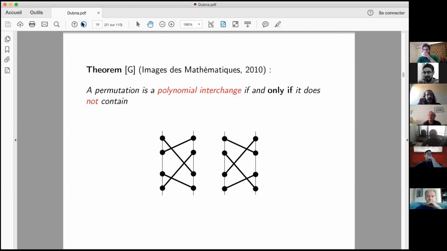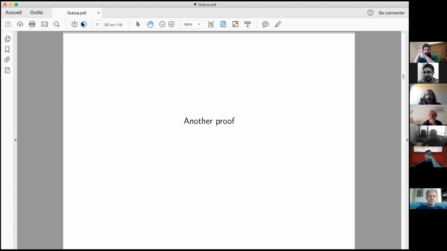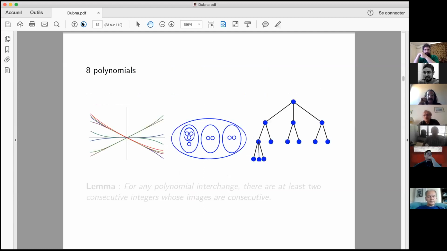But before I go to these more complicated questions, let me give you another proof of the same theorem. This new proof is more complicated, but it will be a help for us for the more complicated question. So here's the other proof. Suppose you have a collection of polynomials. So on the left, I drew, I think, 8 polynomials. And you can see here 3 pictures which are illustrating the situation.